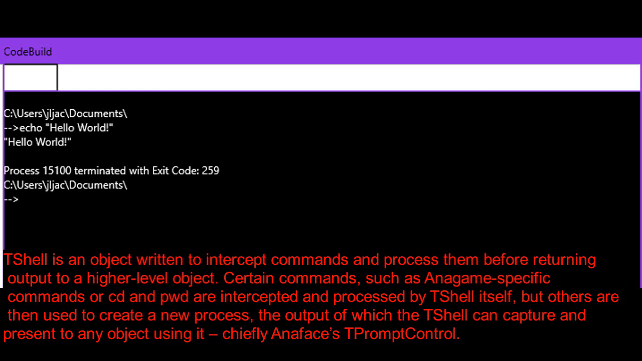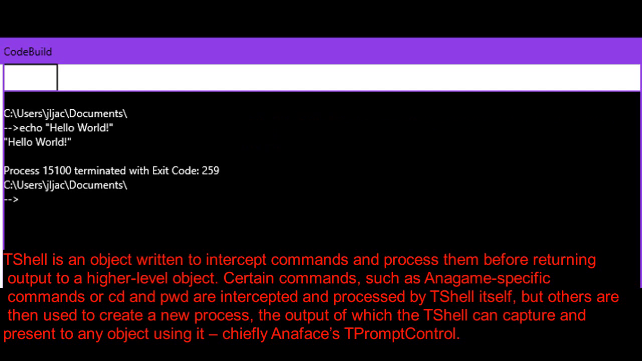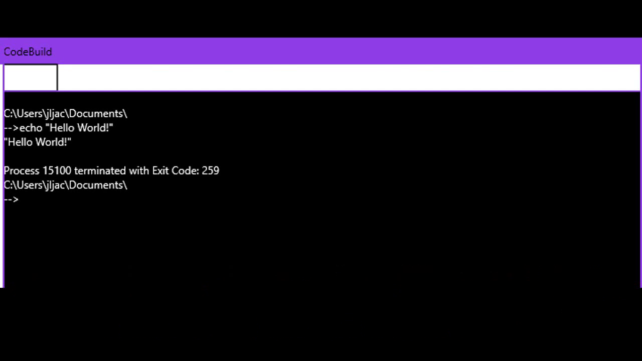T-shell is an object written to intercept commands and process them before returning output to a higher level object. Certain commands, such as Anagame-specific commands or cd and pwd, are intercepted and processed by T-shell itself, but others are then used to create a new process, the output of which the T-shell can capture and present to any object using it, chiefly Anaface's tprompt control.